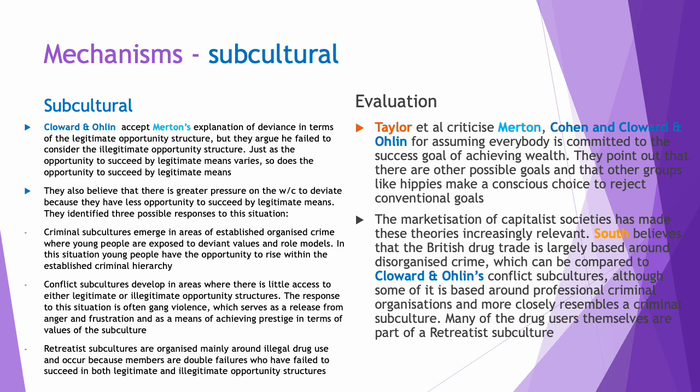South believes that the British drug trade is largely based around disorganised crime, which can be compared to Cloward and Ohlin's conflict subcultures, although some of it's based around professional criminal organisations and more closely resembles a criminal subculture. Many of the drug users themselves are part of a retreatist subculture.